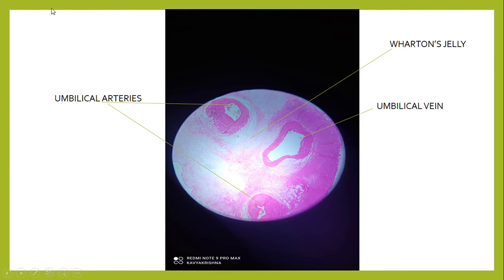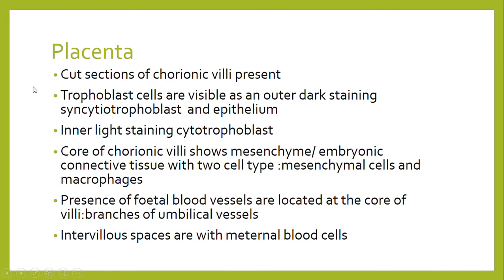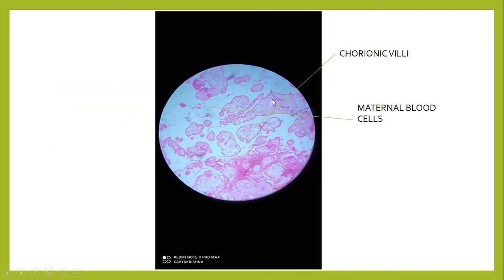When we are discussing a number of slides, it is very easy to identify. Okay. The next slide is a placenta. In the placenta, we can see the cut sections of chorionic villi. These are the cut sections of chorionic villi. Okay, at different stages, you can see each of these structures that represent the chorionic villi.